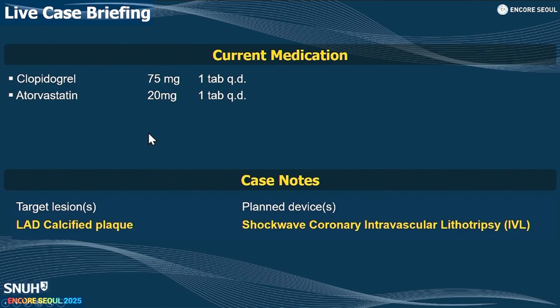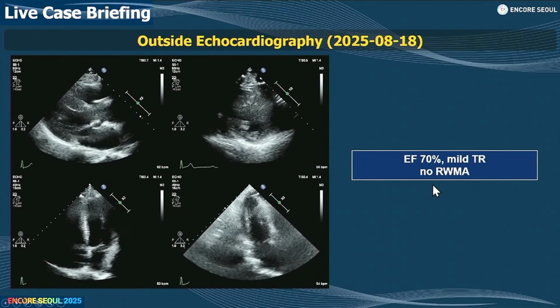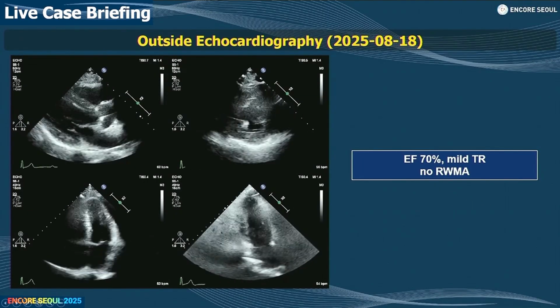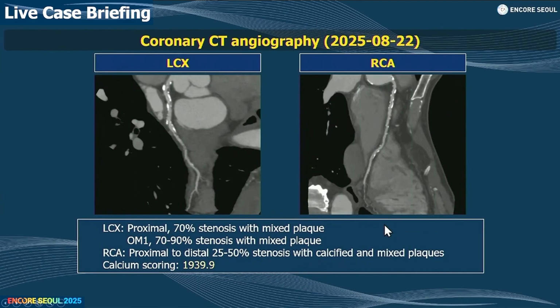Today's plan is IVL. Chest X-ray shows normal findings, and the electrocardiogram shows normal findings. The echocardiography shows a preserved ejection fraction of 70%, and there's no regional wall motion abnormality. On the CT angiogram, you can see heavy calcification from the left main through to the mid LAD, and the stenosis is higher than 70% on CT. There's an intermediate lesion in the circumflex artery, and the calcium score is higher than 1900.